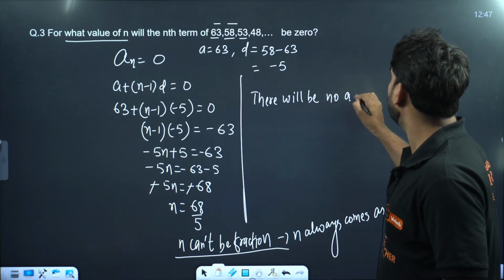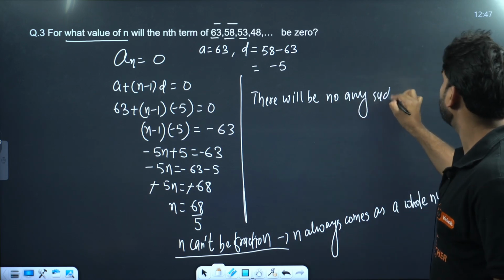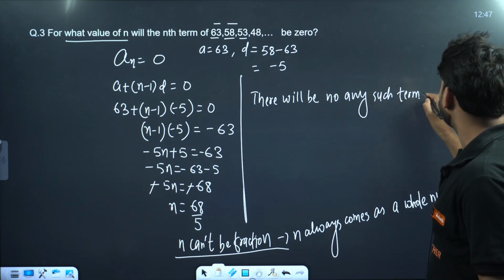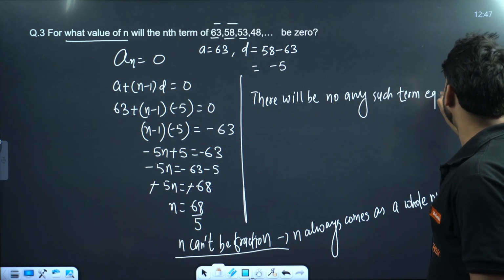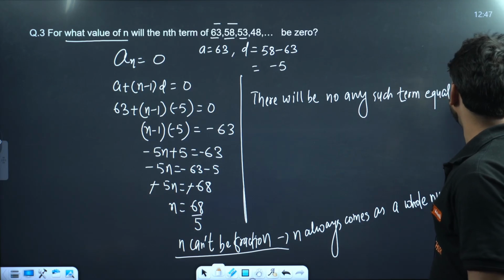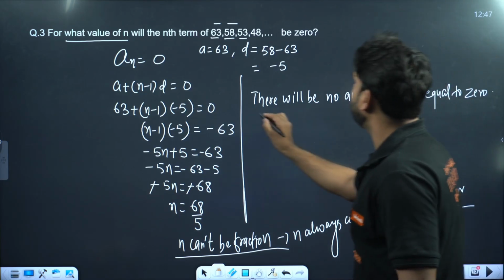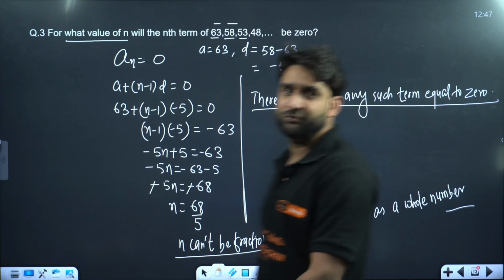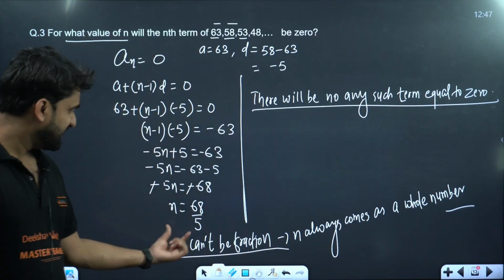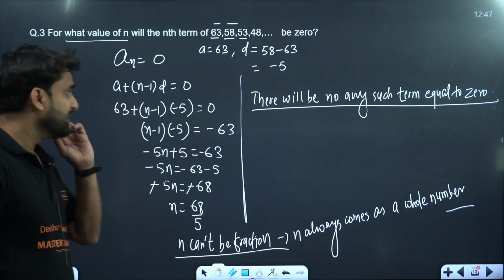So no possibility, there will be no such term. There will be no such term equal to 0 in this AP. Why? Because n is not a whole number. Let's see again.